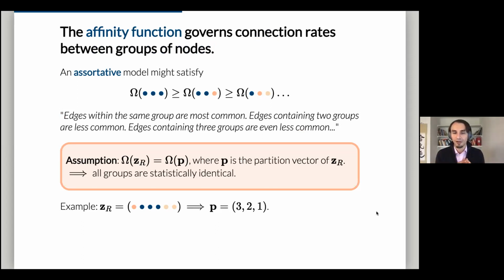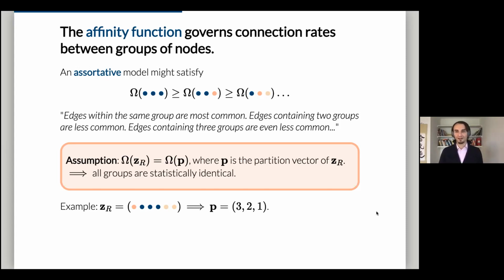We actually make a further assumption on the affinity function, for the purpose of tractability, which is that we assume that the affinity function evaluated at a vector of labels is a function of the partition of that label vector. And what I mean by partition is you just count the sizes of each group. This particular assumption implies that all the groups are statistically identical, conditioned on their degrees.